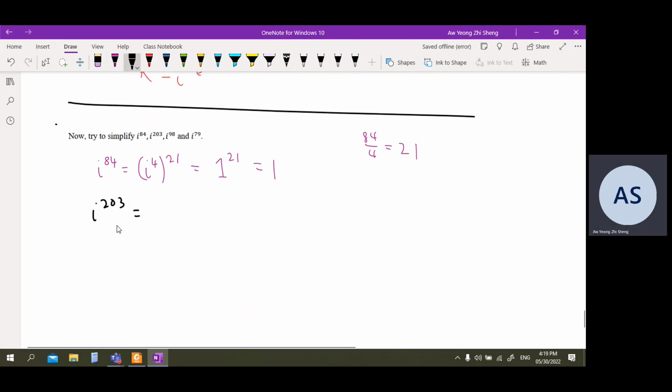i power 203 is i to the power of 4 multiplied by itself 50 times. So that would have i power 200 already. Then you have to multiply by i power 3.